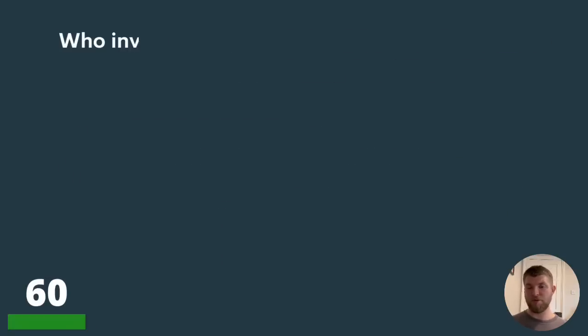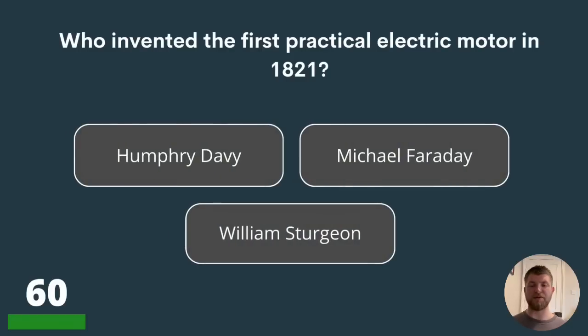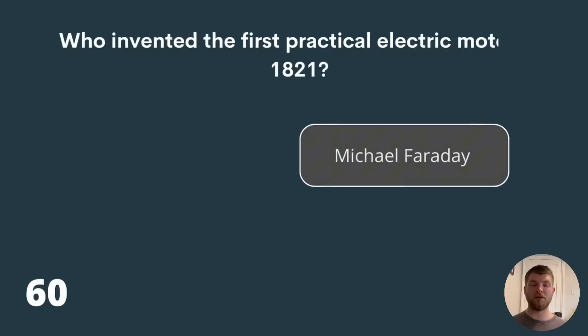60. Who invented the first practical electric motor in 1821? Humphrey Davy, Michael Faraday, or William Sturgeon? The answer is Michael Faraday.